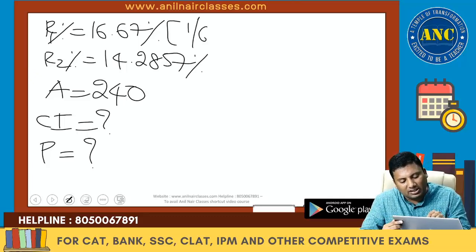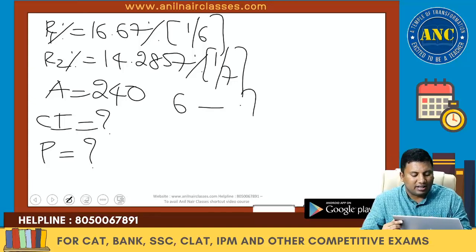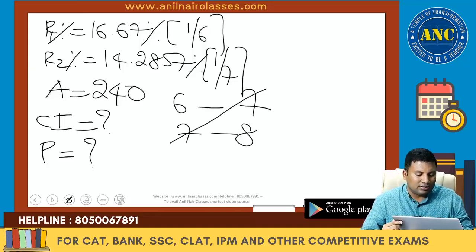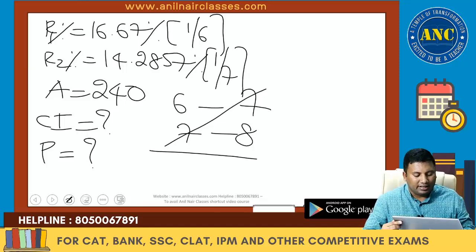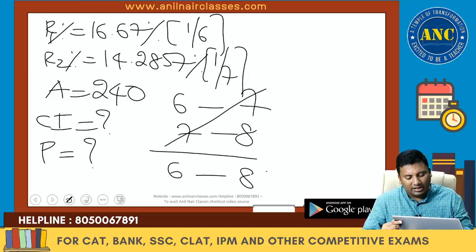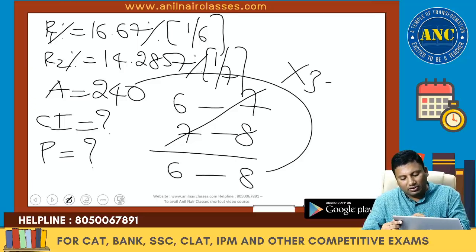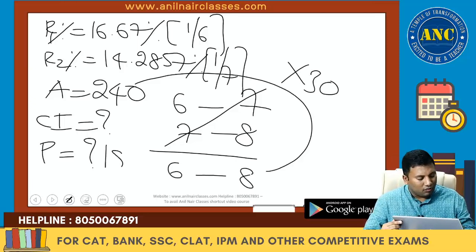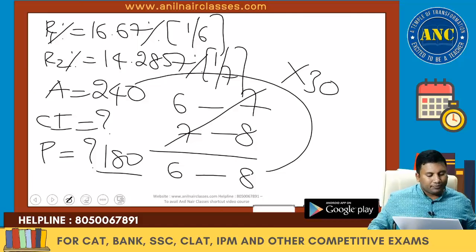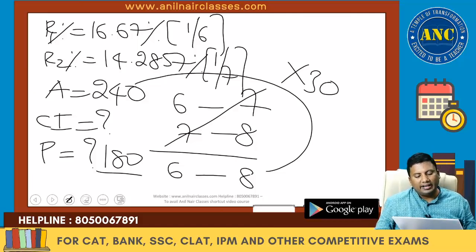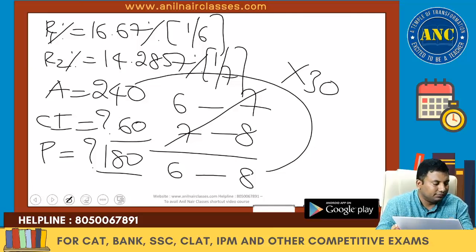This is 1 by 6, this is 1 by 7. 6, 1 increase 7, 7, 1 increase 8. 6 is becoming 8. 8 is 240, so 30. 6 into 30 is 180. CI is 8 into 30 minus 6 into 30, which is 2 into 30. I hope it is clear.